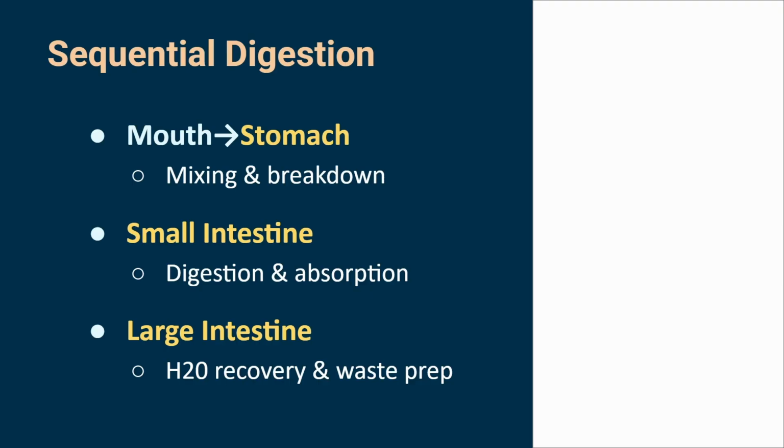Anyway. So sequential digestion, essentially. Basically, we go from the mouth to the stomach. This is more of a mixing and breakdown. The stomach is kind of chunking it down. That goes through the process in the small intestine. And the small intestine starts at the duodenum. I don't think it exists on this slide.